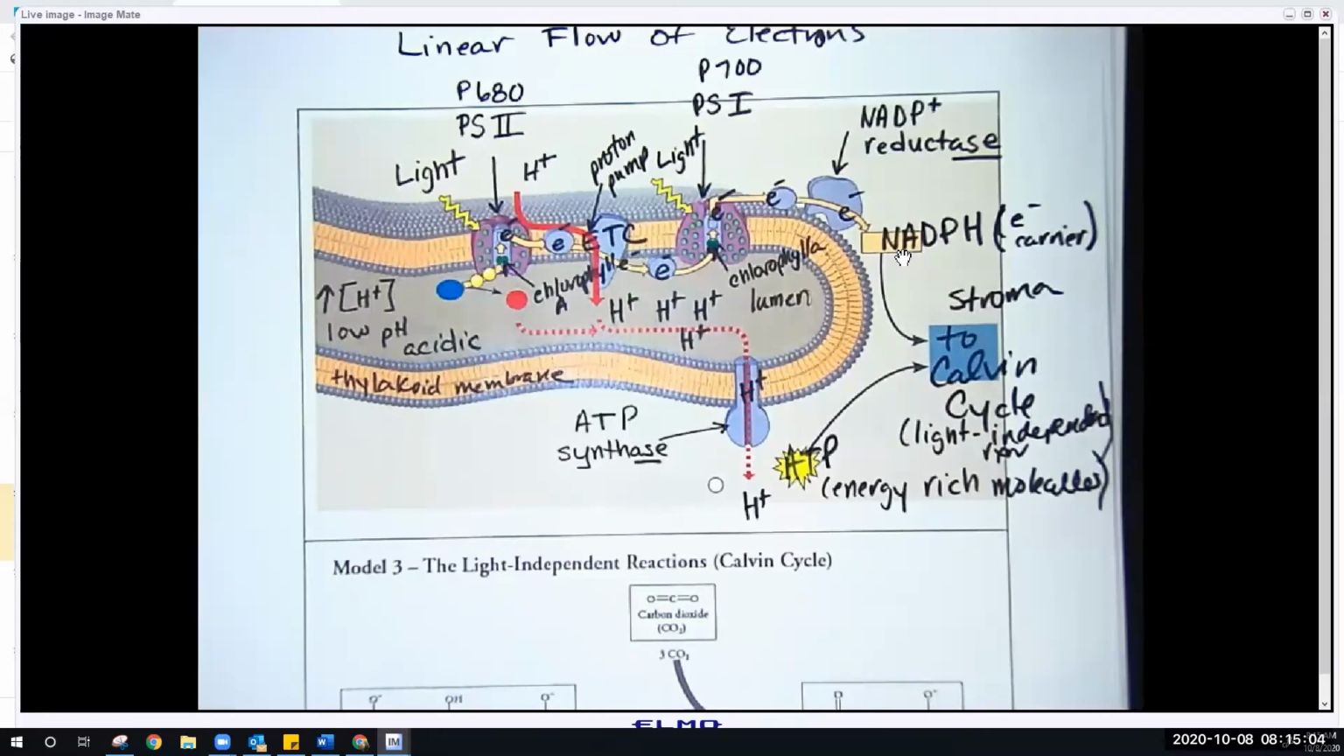How about any other questions? Because we've just reviewed the light reaction one more time.